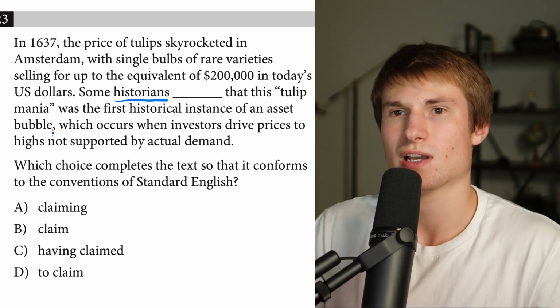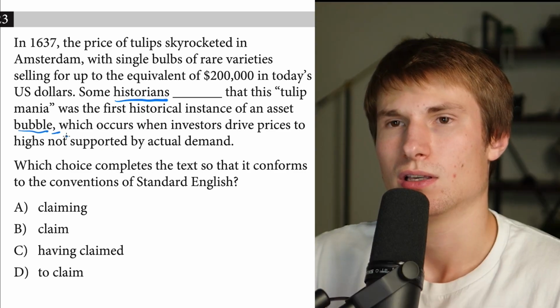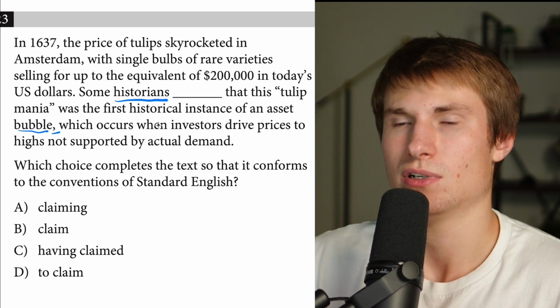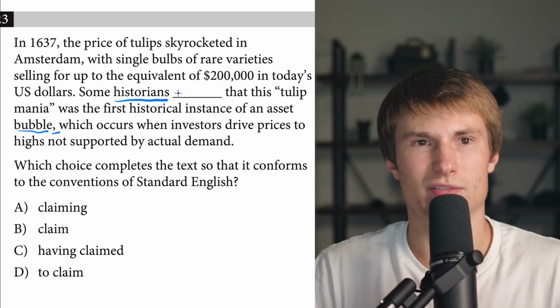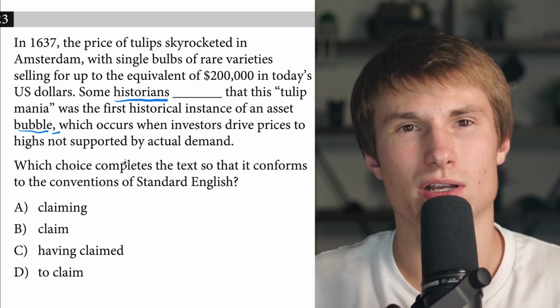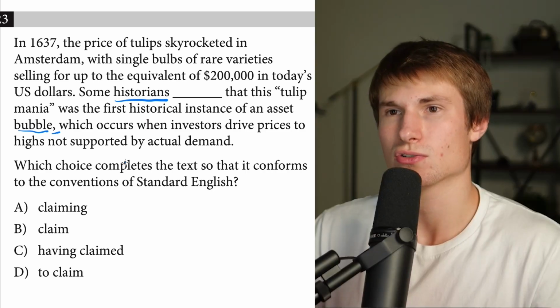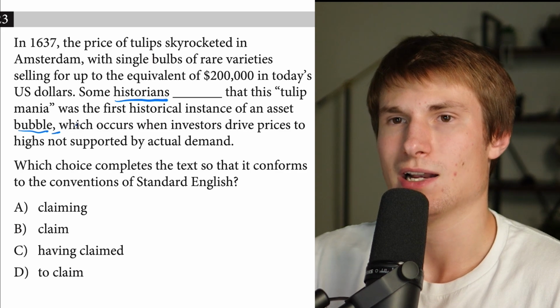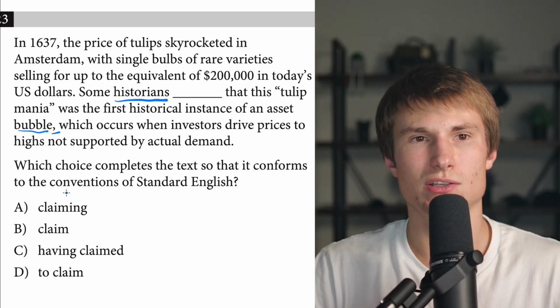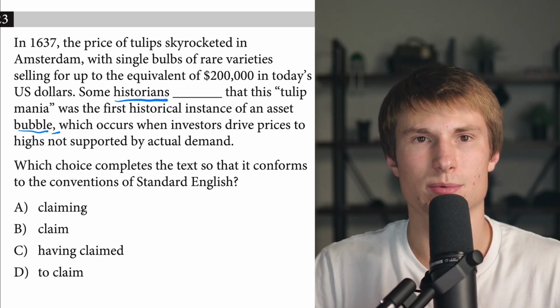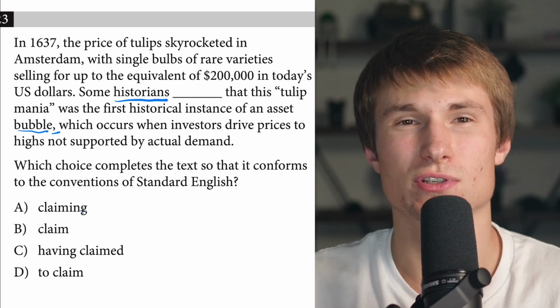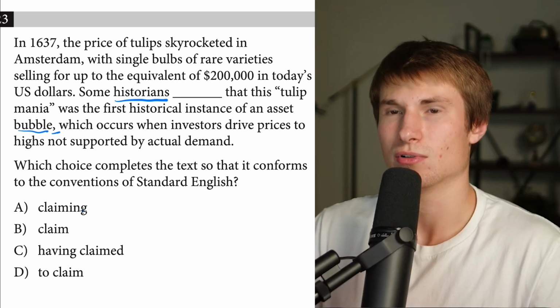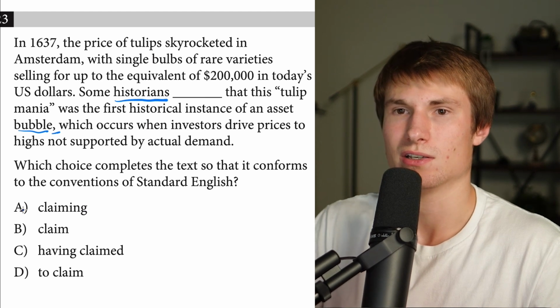All right, so before this comma, we need to have an independent clause. Okay, so in order to have an independent clause, we need to have a finite verb after historians. Okay, so let's take a look at our options. We got option A, some historians claiming that this tulip mania was the first historical instance of an asset bubble. Okay, now since we don't have an independent clause following this comma, we cannot use claiming here. Because if we were to say some historians claiming that this tulip mania was the first historical instance of an asset bubble, that's just not an independent clause. Okay, so we can get rid of option A.